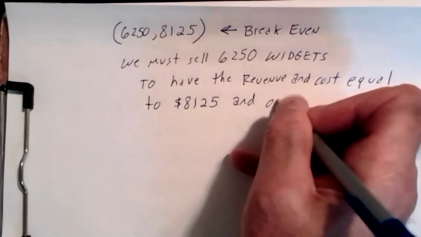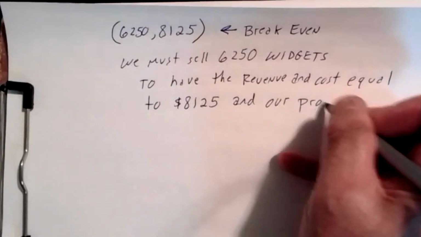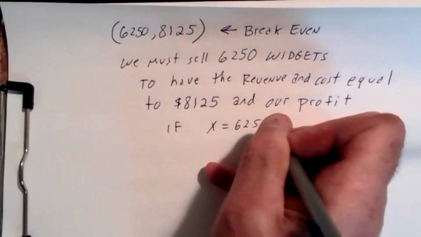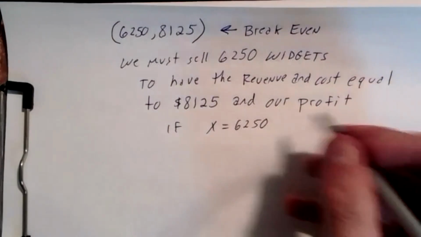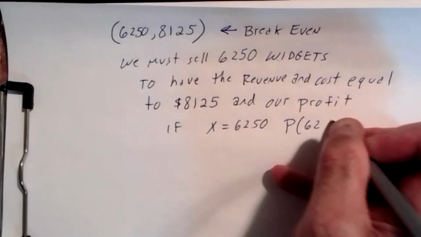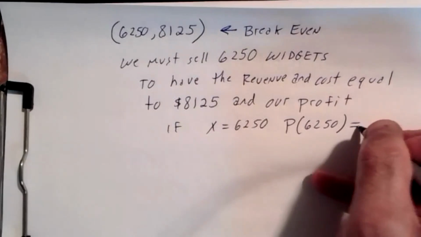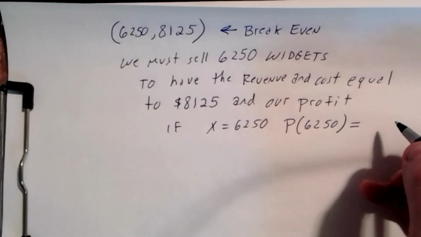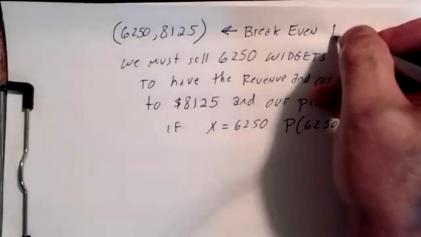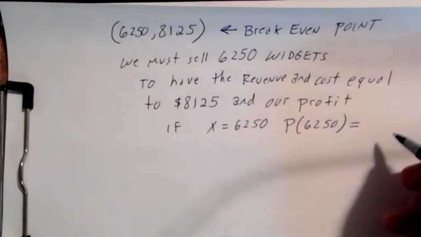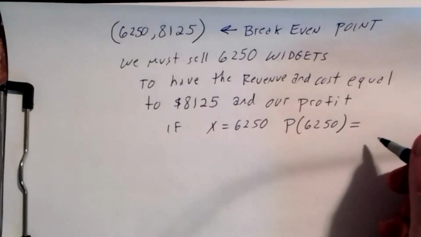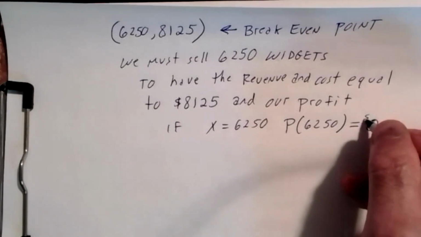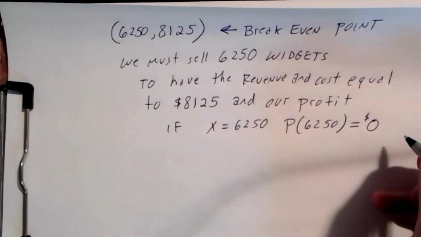And our profit, ladies and gentlemen, will be what? What will be our profit if x equals 6,250 widgets manufactured and sold? Our profit would have to be equal to what? What do you think? What's our profit got to be equal to? Break-even point. Are we making any profit? Break-even point would be $0. We're not making money, but we're not losing money.